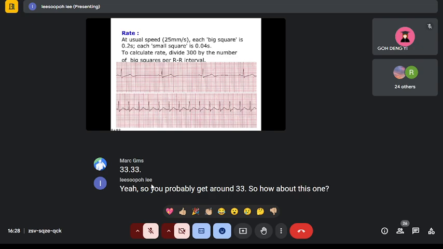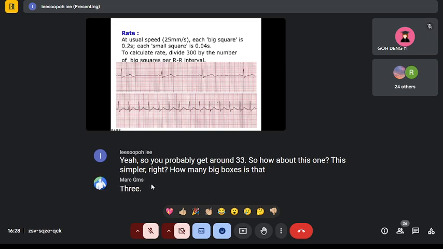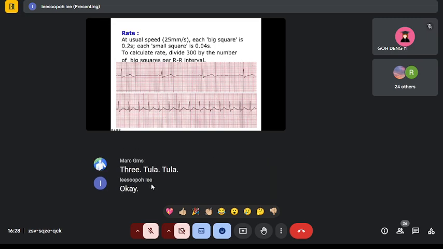So how about this one? This is simpler, right? How many big boxes is that? This is 1, this is 2. So 300 divided by 2 is how much? 150. 150, right? Okay.